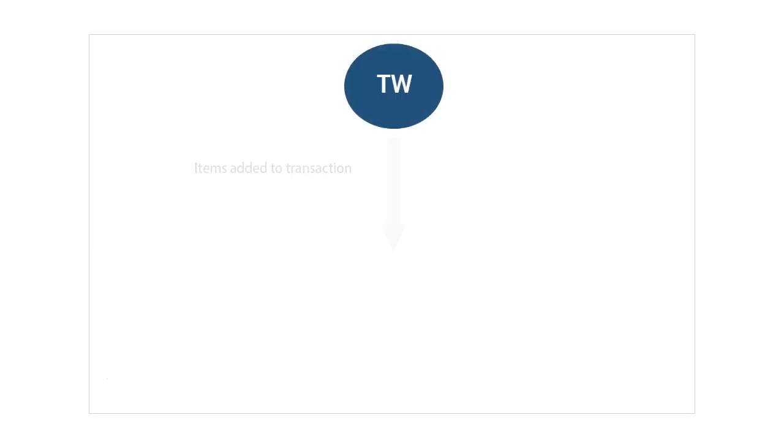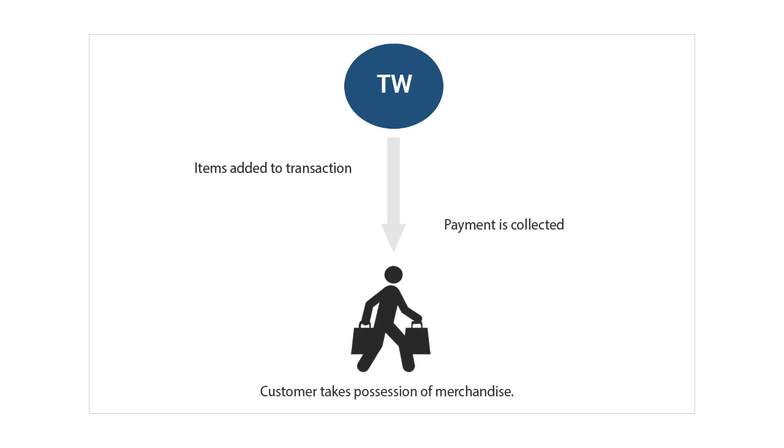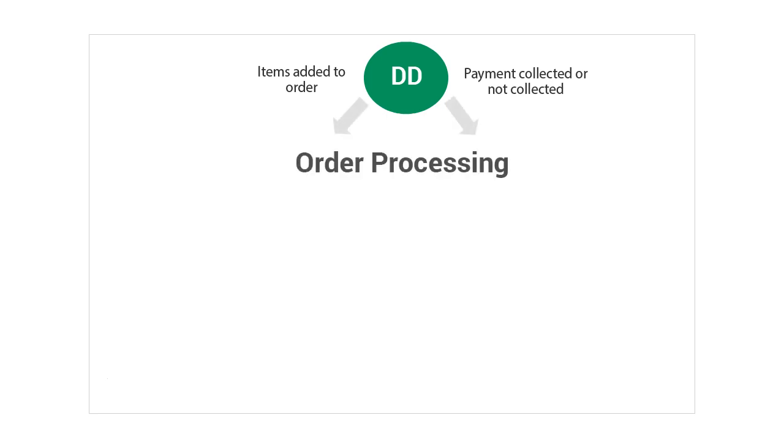With a take with, items are added to the transaction, payment is collected, and the customer takes possession of the merchandise. With a delayed delivery, items are added to the order and payment may or may not be collected from the customer. The order then moves to Tyler's order processing application, where it remains until it is ready for delivery.